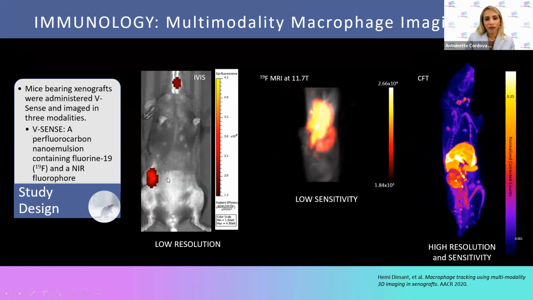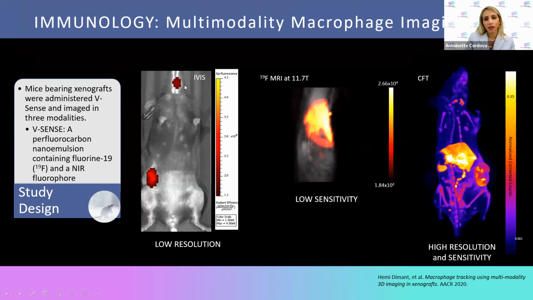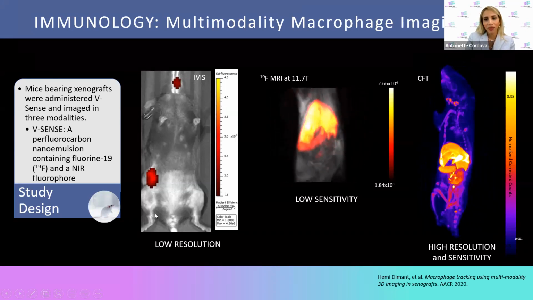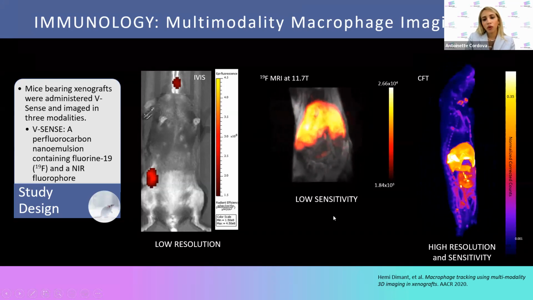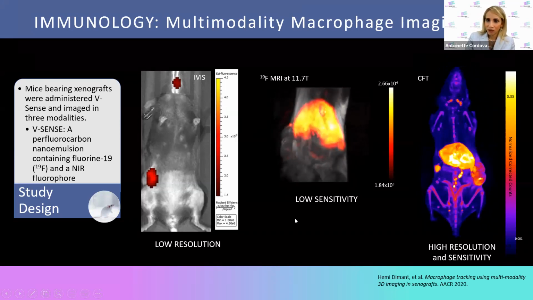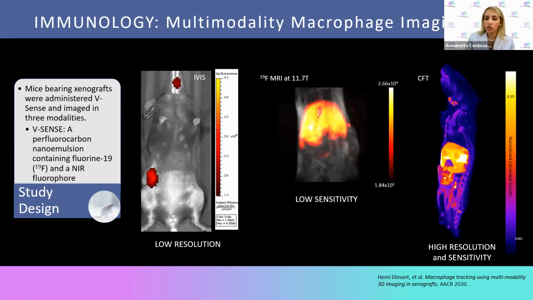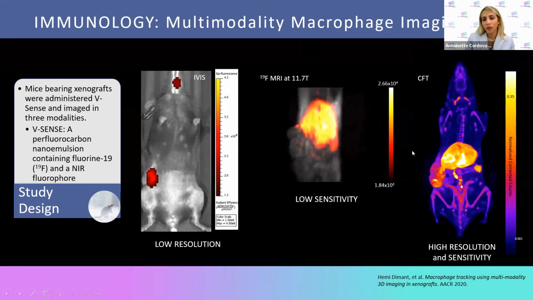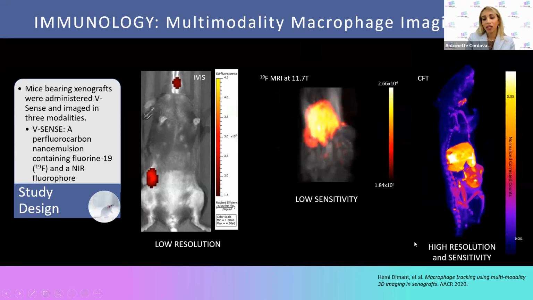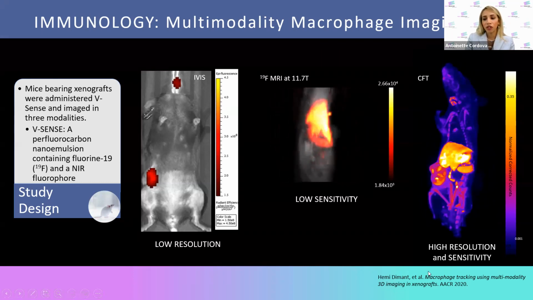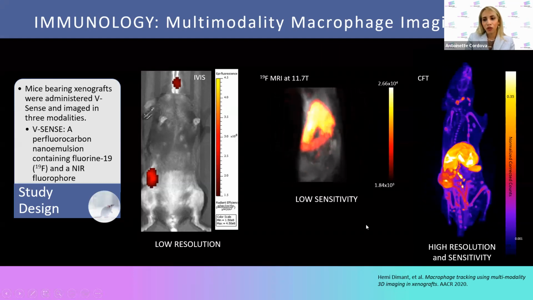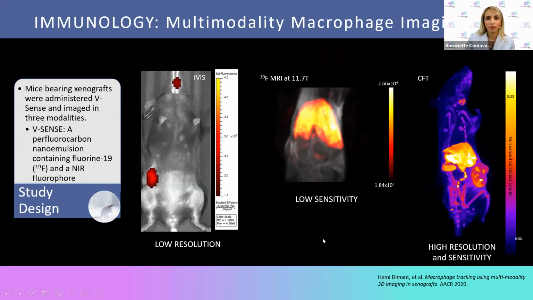The first image is from IVIS, and as you can see, it's a low resolution image. When compared to F19 MRI, we struggle with the limitation of low sensitivity. But when these animals were imaged using CFT, or the Xerra, we were able to look at the animal completely in a high resolution and highly sensitive manner and understand the macrophage tracking and the differences between the different modalities.